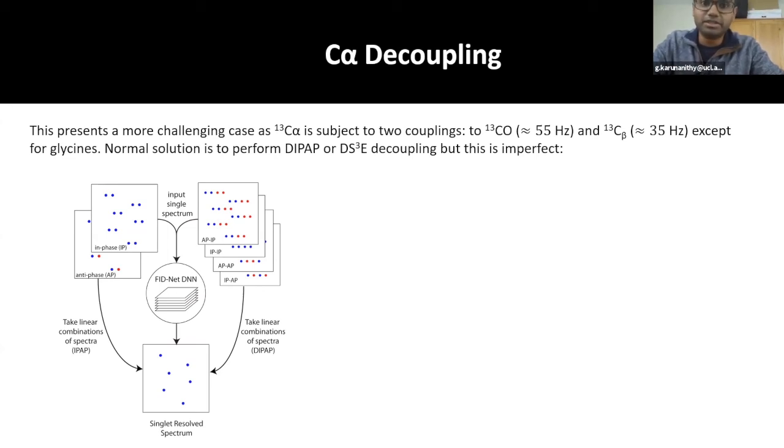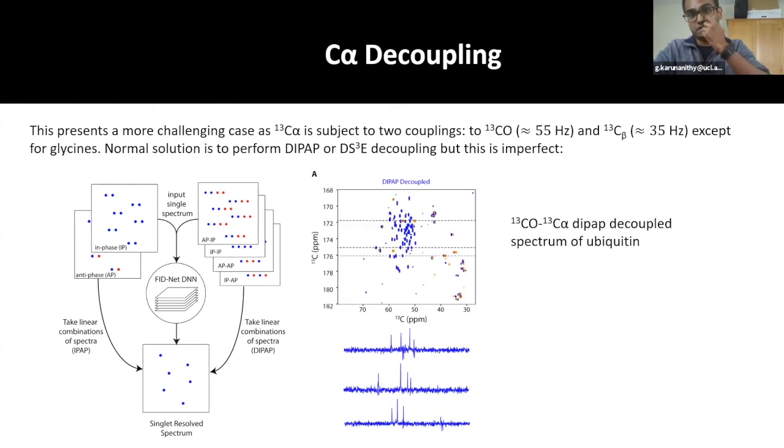Normally the best you could do is a DIPAP or a double spin state selective excitation type scheme to resolve this. But that requires getting 4 spectra instead of 2 and taking linear combinations. And even then, it's not that great. So this is a DIPAP decoupled spectrum of ubiquitin. And you can see that it's kind of messy. Most things are decoupled, but your glycines are a bit of a mess. And yeah, it's not great. And that's with a very long experiment. So how can we do better?